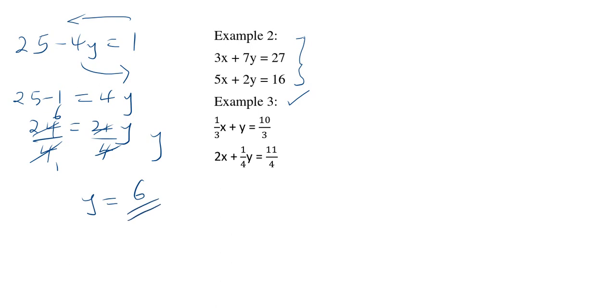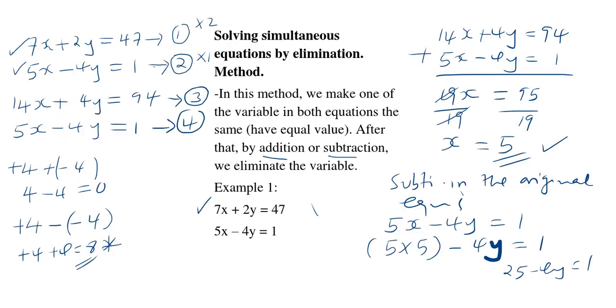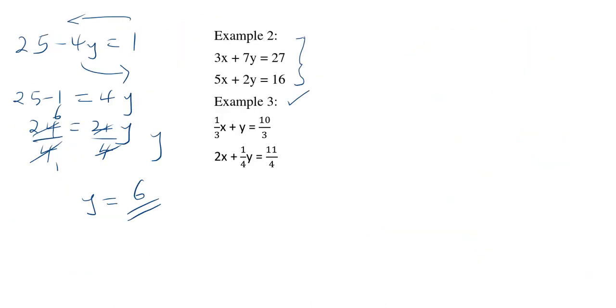So the value of y is 6 and the value of x is 5. You can substitute in this equation either of the two. You can substitute and check whether left hand side is equals to the right hand side. Now that is example 1. This example 2, I will leave it as an exercise.